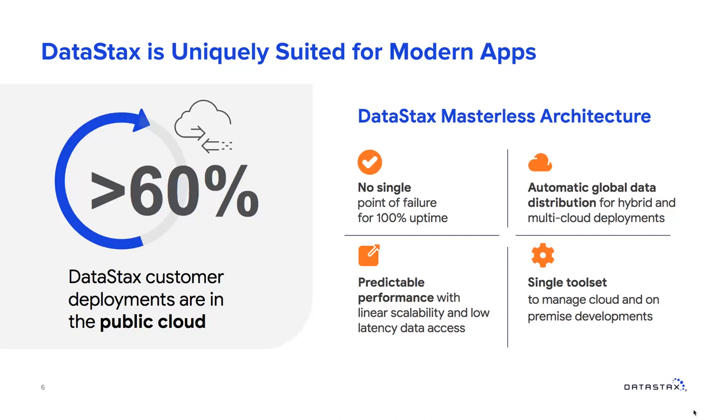And this is why more than 60% of DataStax's customers are deployed in the public cloud. This is actually a data point from early this year. I would expect it to be higher now. And this masterless architecture is also what allows the database to scale linearly without compromising on performance. So whether you're talking about 5 nodes or 1,000 nodes, that all scales linearly with predictable performance.